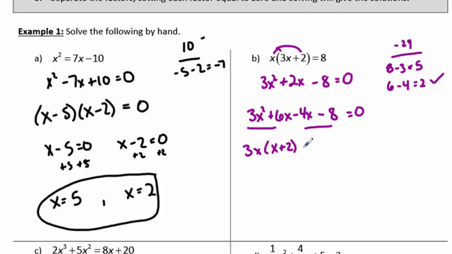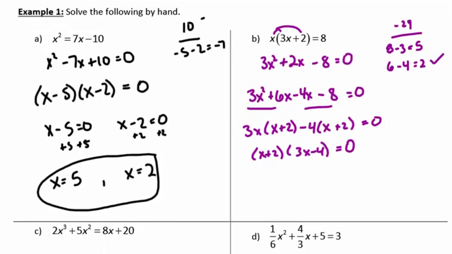And the second two terms can both be divided by negative 4. If you pull the negative 4 out, you're left with x, and negative 8 divided by negative 4 is positive 2. Factoring is not quite finished, but notice that both groups have the binomial term x plus 2 in common, so you can factor that out, and you'll be left with 3x minus 4. And finally, it's factored and set equal to 0.